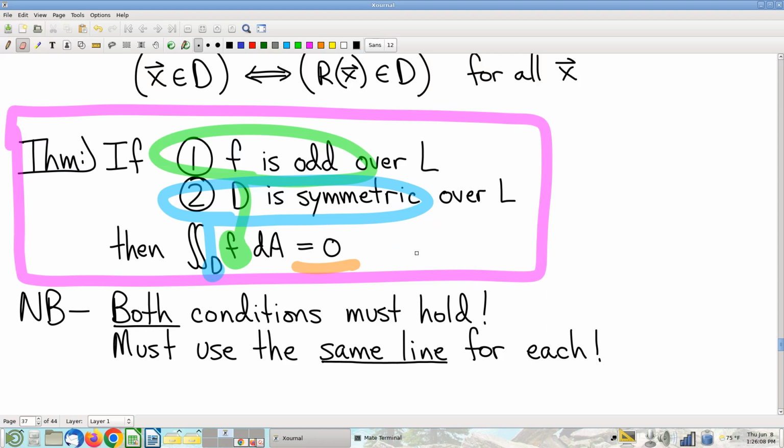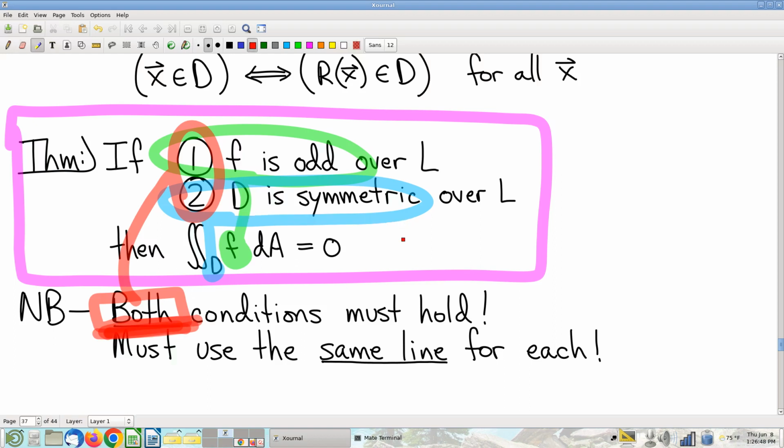Okay. Now, a couple of warnings. Got to be careful. You do have to make sure that both of these conditions apply. I make a big deal out of this warning because I've seen so many students, oh my gosh, it's tragic, who see, for example, a symmetric domain, and they see daylight at the end of the tunnel, and they get a little too excited, and they forget to check if the function's odd. And if the function's not odd, then you got nothing. Right? So you do have to make sure that both of the conditions apply. It's not good enough to have just one of them.